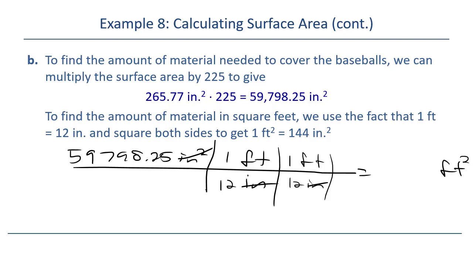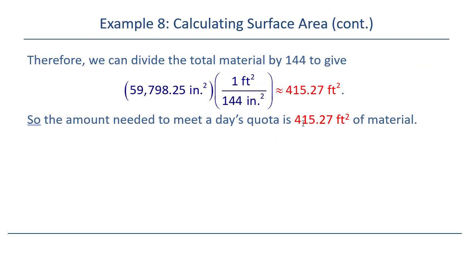So just take this number and divide it by 12 and then divide it by 12 again, i.e. divide it by 12 squared, which is 144. And we get roughly 415 and a bit square feet of material. And then, of course, you'd want to round up quite a bit because of all of the wasted material.